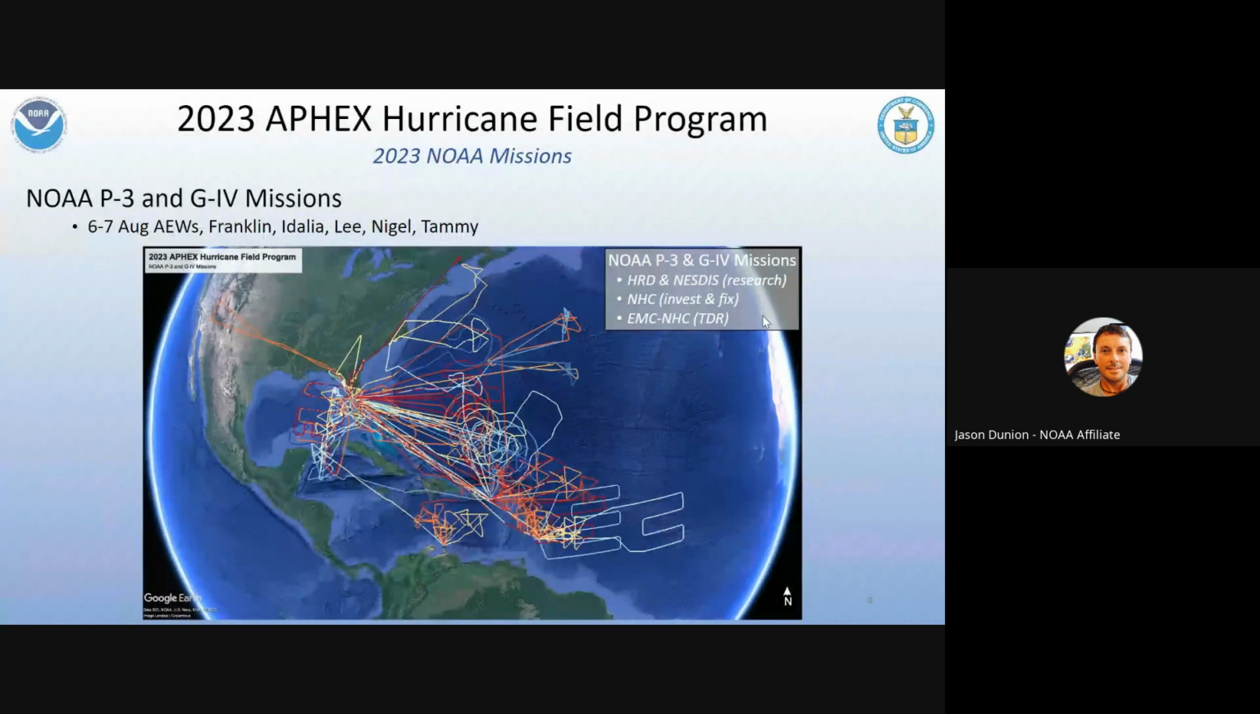We had a couple of missions into early August tropical waves, followed by Franklin, Idalia, Lee, Nigel, and wrapped it up with Tammy. So these are all the P3 flights, G4 flights that we flew for both operations and research this year. So you can see we were quite busy with our field program.